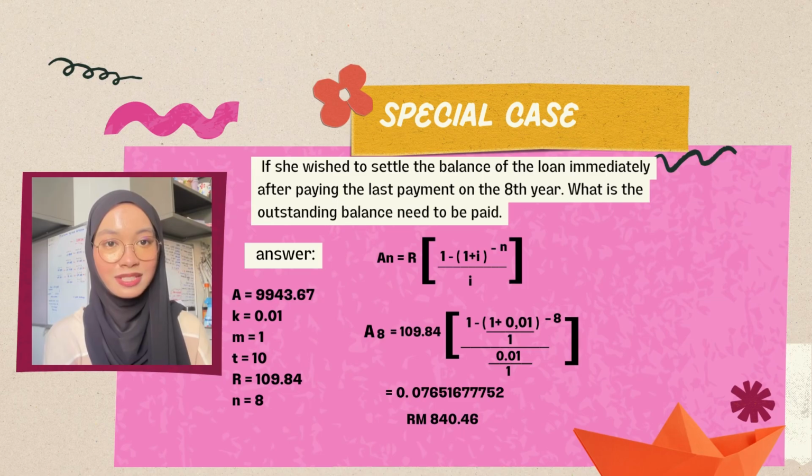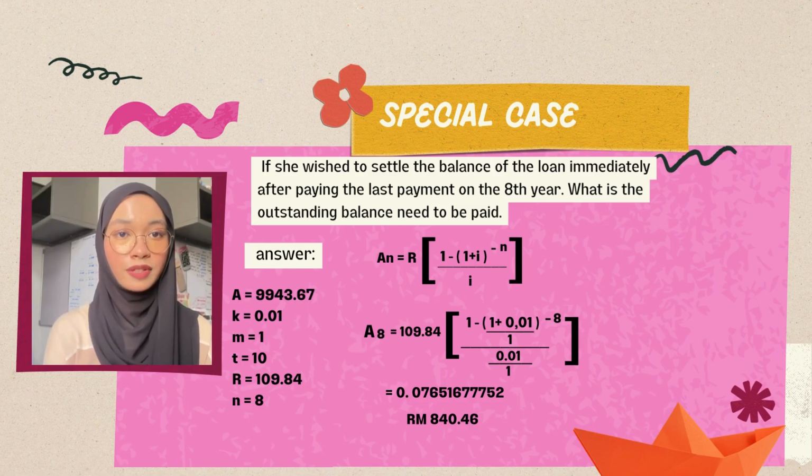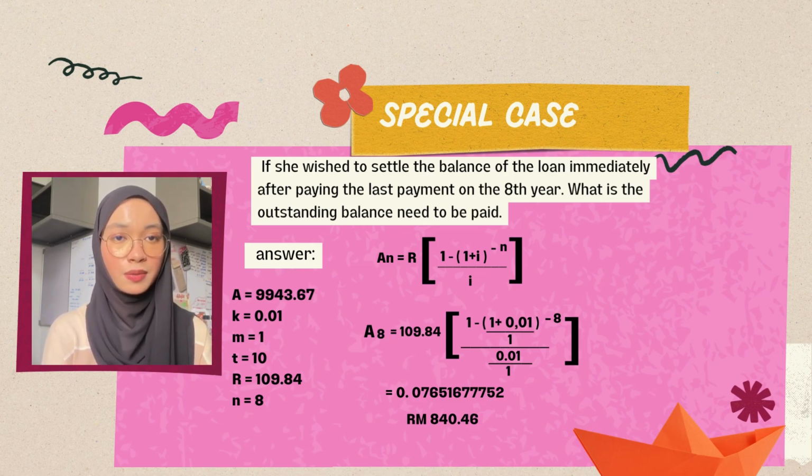Look at the example question of the advance payment. If she wished to settle the balance of the loan immediately after paying the last payment on the 8th year, what is the outstanding balance that needs to be paid? To find the outstanding balance, use A_n equal to R multiplied by (1 minus (1 plus i) to the power of negative n) divided by i. So, A equal to 109.84 multiplied by (1 minus (1 plus 0.01 divided by 1) to the power of negative 8) divided by (0.01 divided by 1). So the answer is RM840.46.